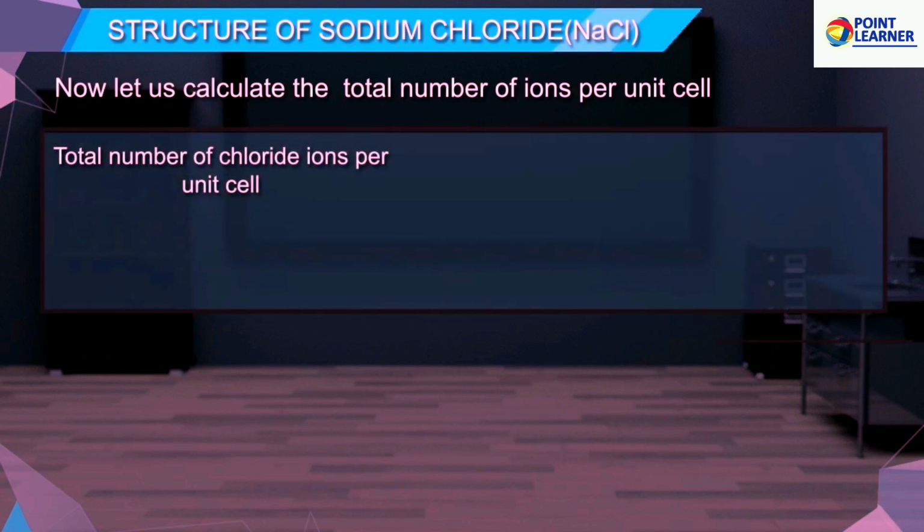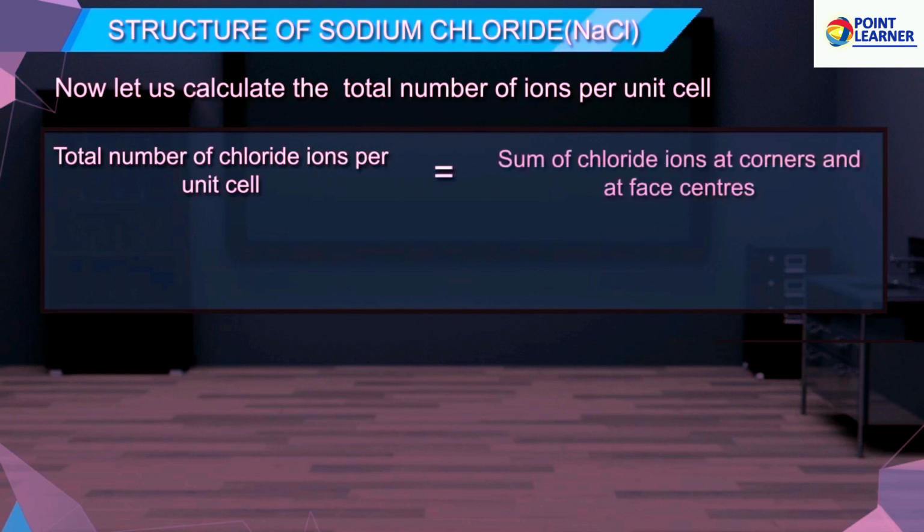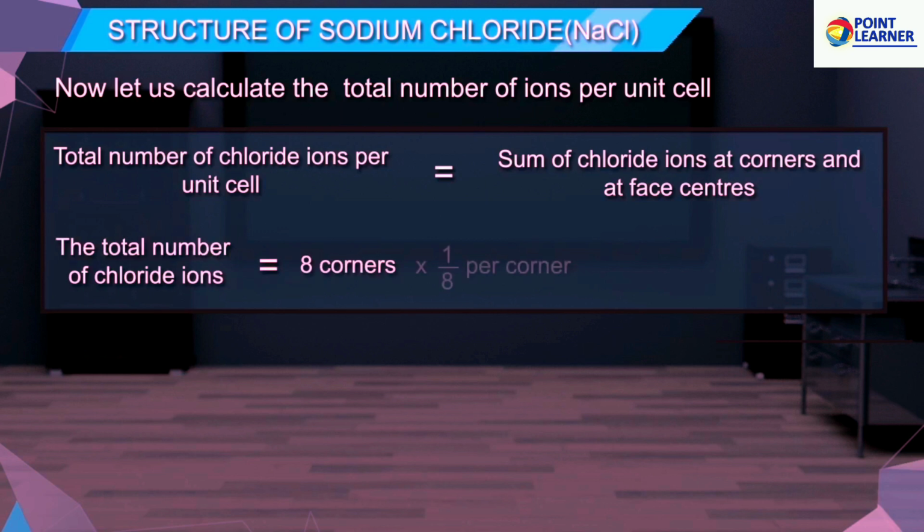Total number of chloride ions per unit cell is equal to the sum of chloride ions at corners and at face centers. The total number of chloride ions is equal to 8 corners into 1/8 per corner plus 6 faces into 1/2 per face, which is equal to 4.